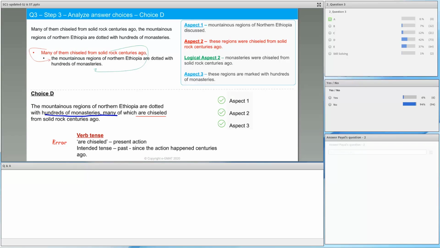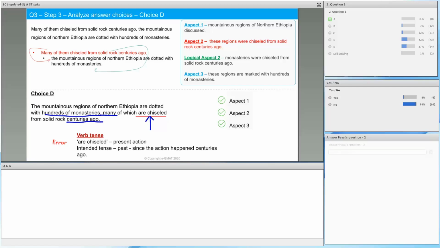But why does this sentence lose to choice E? Because choice E is the correct answer. Choice D is incorrect because, again, of the verb used here. Look at this phrase over here. It says that these monasteries were chiseled centuries ago. The monasteries came into existence centuries ago, an action that took place in the past. If we are to talk about an action that took place in the past, we don't use simple present tense for that. We use simple past tense for that.